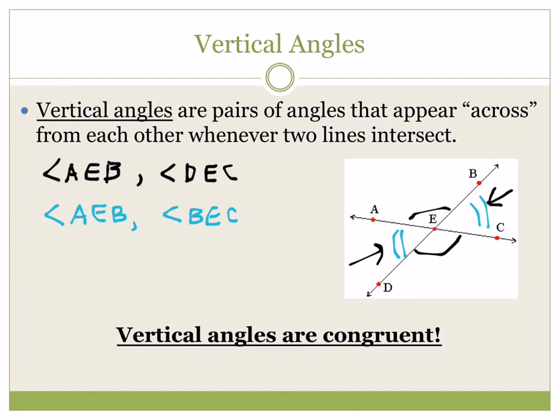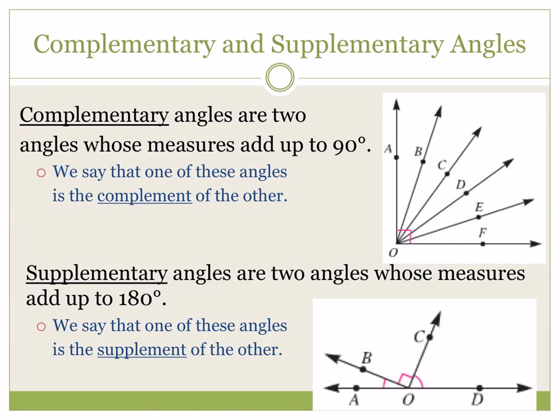All right, we're going to look at some more in terms of our angles. So our next one we're going to look at are complementary and supplementary angles. Complementary angles are angles whose measures add up to 90 degrees. We will talk about these as angles complementing one another. And then supplementary angles are angles whose measures add up to 180 degrees.